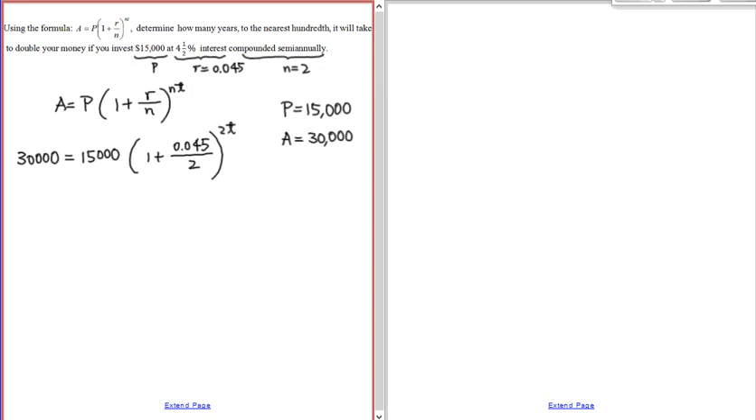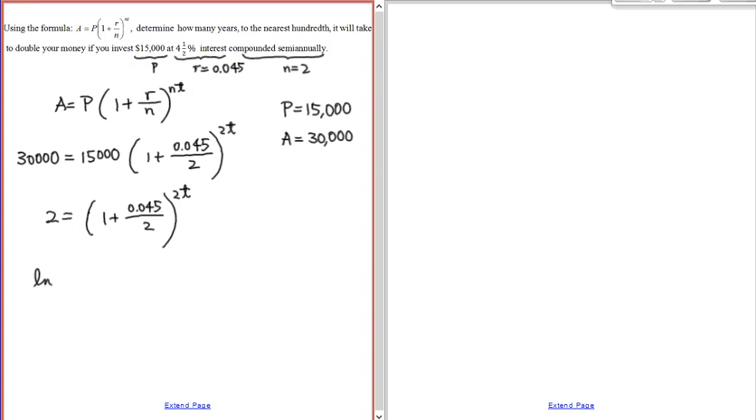Our goal is to find the t by itself. So let's try to solve for the t. Let's divide both sides by 15,000. So we will have 2 is equal to 1 plus 0.045 over 2, raised to the 2t. The variable is at the exponent. So how can I get the t by itself?